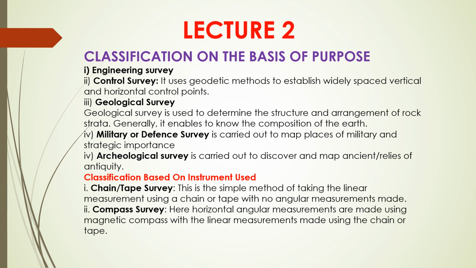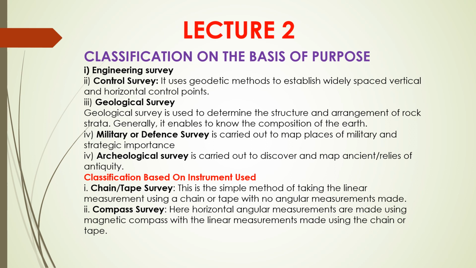And the first one is chain or tape survey, compass survey. On chain or tape survey, this is a simple method of taking the linear measurement using a chain or tape with no angular measurements made. On compass survey, here horizontal angular measurements are made using a magnetic compass with the linear measurements made using the chain or the tape.